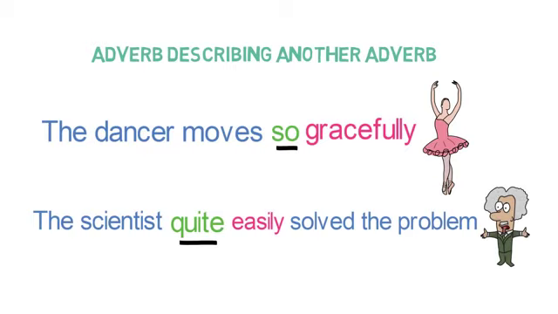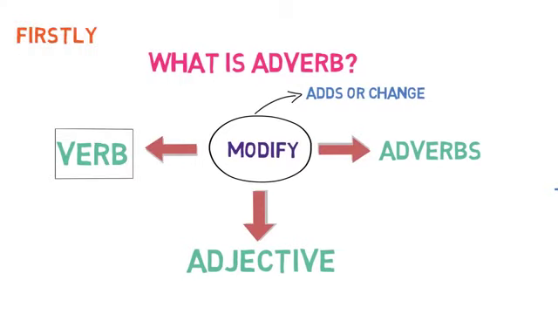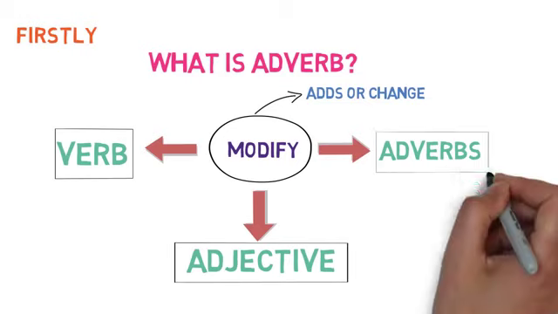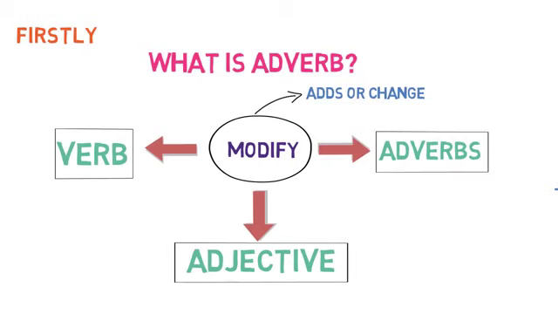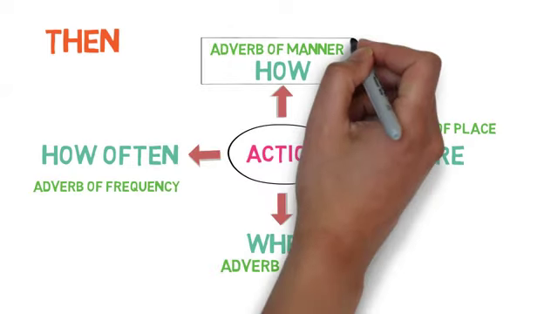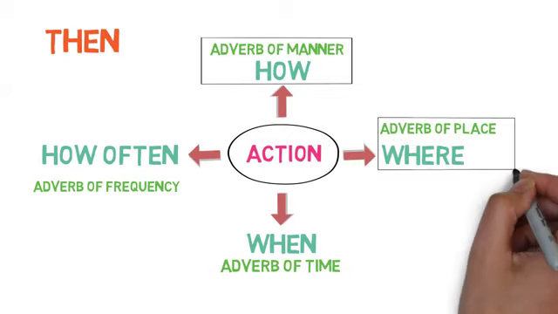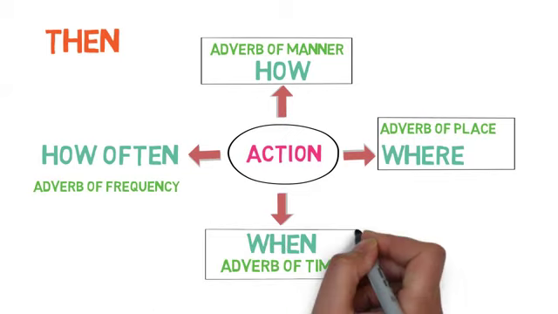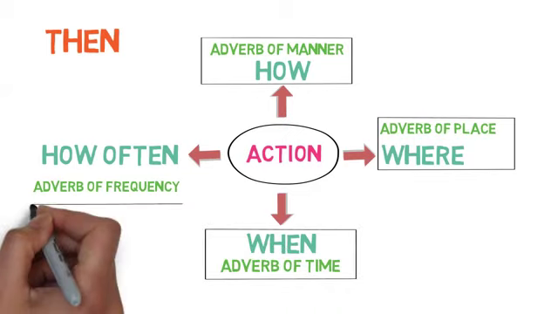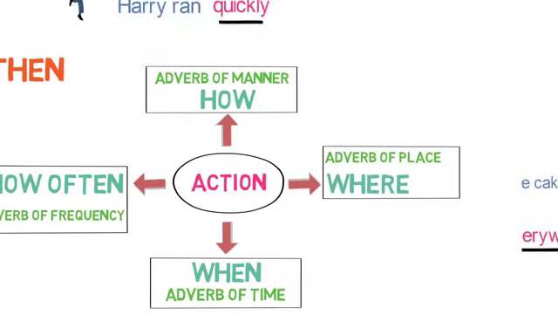Let's quickly revise what we have learnt in this video. Firstly, adverbs are the words that modify three things: verbs, adjectives or adverbs. And depending on the way in which an adverb describes any action or verb, they are further divided into four types. Adverb of manner, which describes how an action happened. Adverb of place, which describes where an action happened. Adverb of time, which describes when an action happened. And adverb of frequency, which describes how often the action took place. Remember these four types of adverbs. That's all in this video.